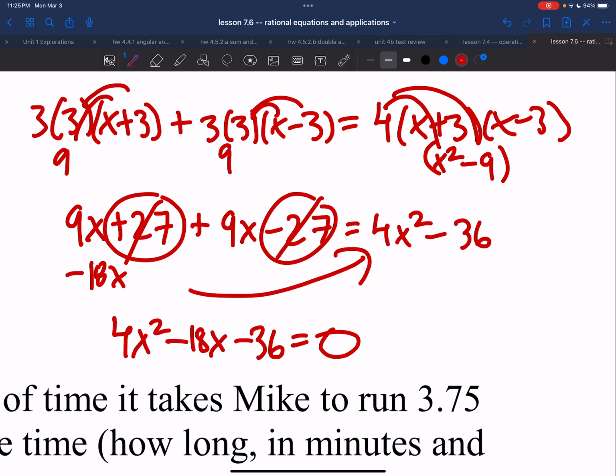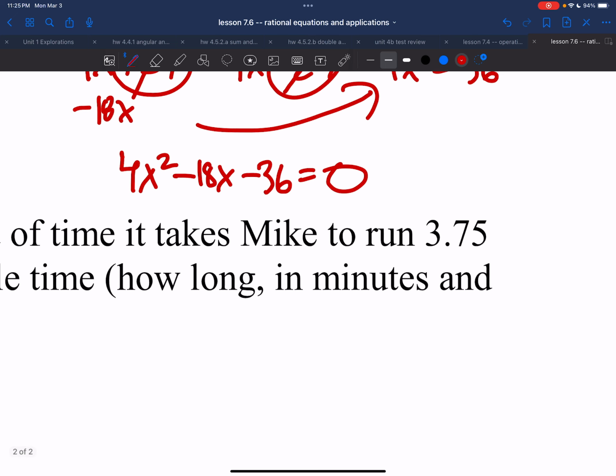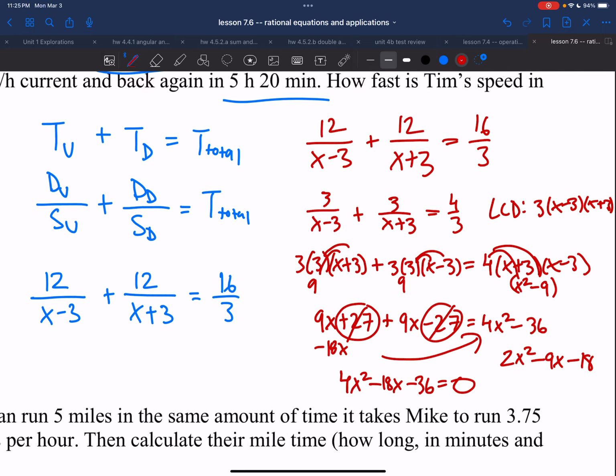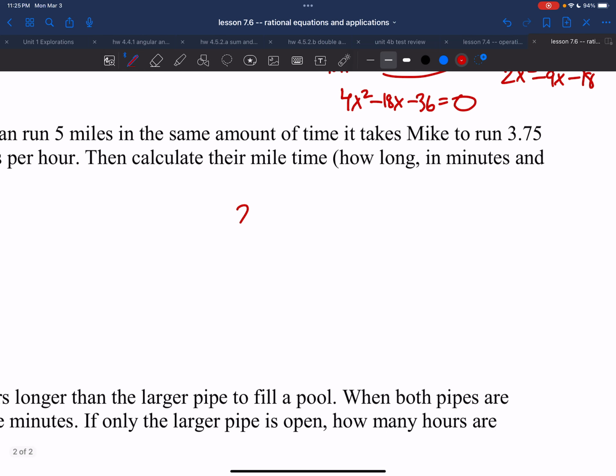That's quadratic. 4, 18, and 36 are all divisible by 2, so you can cut this in half, and you can say this is 2x squared minus 9x minus 18. Okay? I'm running out of space up here, so: 2x squared minus 9x minus 18. This is just a factoring problem now. Negative 36 and negative 9. I'm going to do the kickback method. I don't like it, but it's quick.